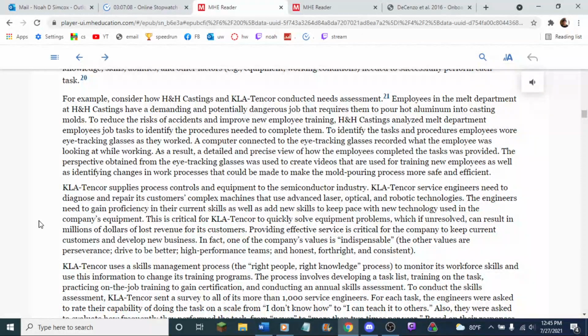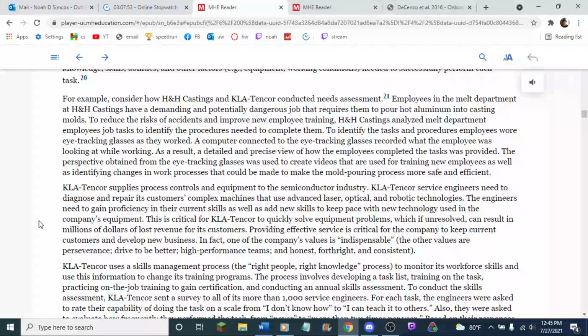Employees in the melt department at H&H Castings have a demanding and potentially dangerous job that requires them to pour hot aluminum into casting molds. To reduce the risks of accidents and improve new employee training, H&H Castings analyzed melt department employees' job tasks to identify the procedures needed to complete them. To identify the tasks and procedures, employees wore eye tracking glasses as they worked. A computer connected to the eye tracking glasses reported what the employee was looking at while working. As a result, a detailed and precise view of how the employees completed the tasks was provided.